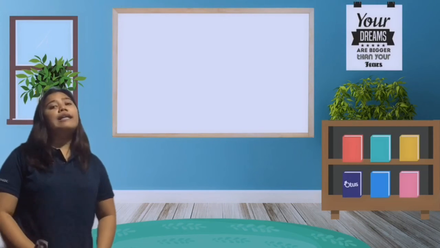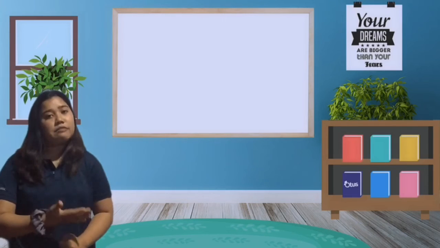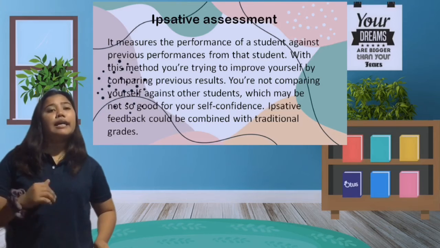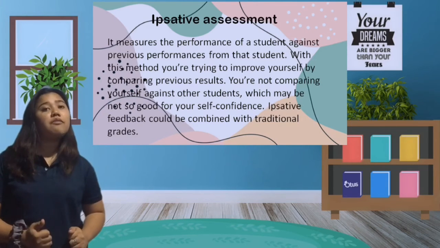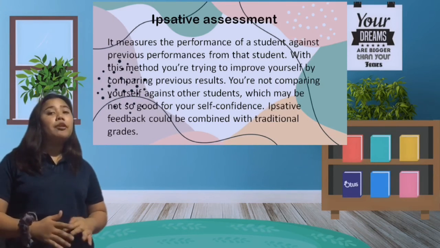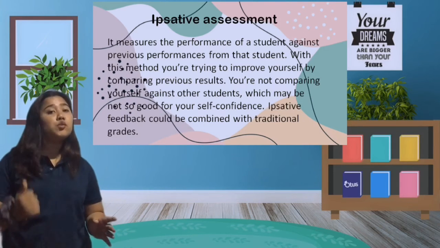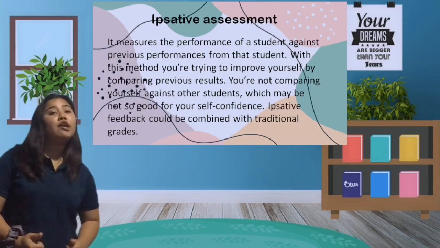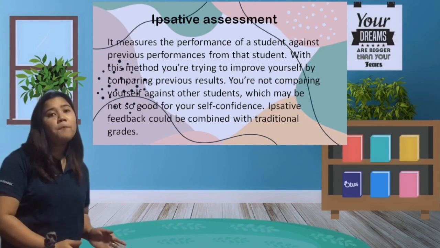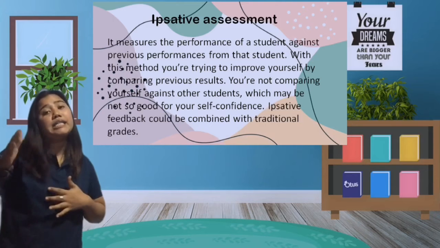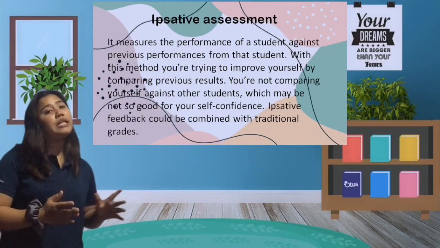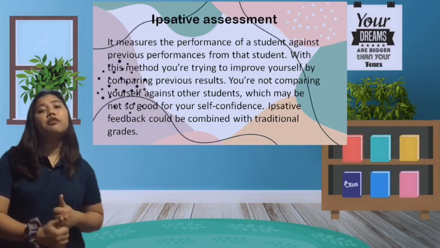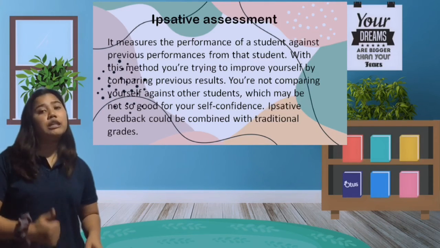Okay, now let's proceed to the next assessment, which is the ipsative assessment. It measures the performance of the students against the previous performance from that student. With this method, you're trying to improve yourself by comparing to the previous result. You're not comparing yourselves against other students, which may not be so good for your self-confidence. Ipsative feedback could be combined with the traditional grade.